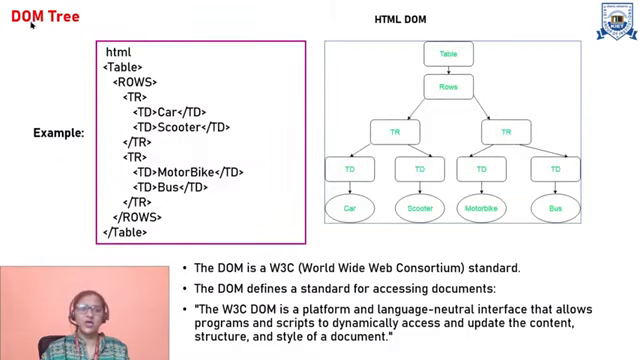Now this is the document object model tree. Suppose we can create our own tree. We have an HTML table, and after that we have the rows. Then the rows have one tr tag. The tr tag contains two td tags. One td denotes car, one td denotes scooter, and that row gets finished. Now it has another tr with two td, one is motorbike, one is bus, and that tr gets closed. The rows get closed, the table gets closed.